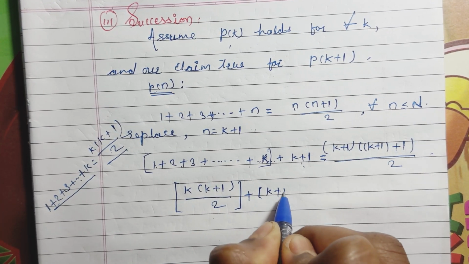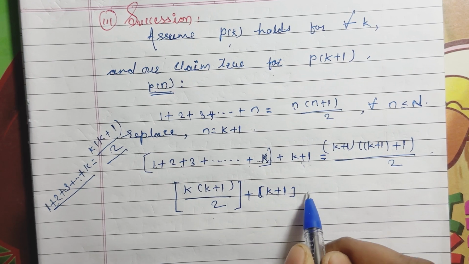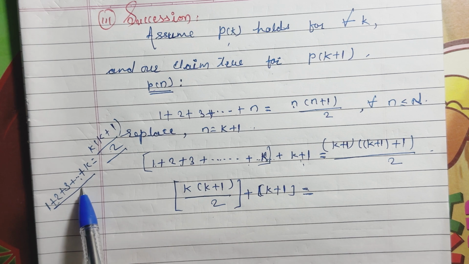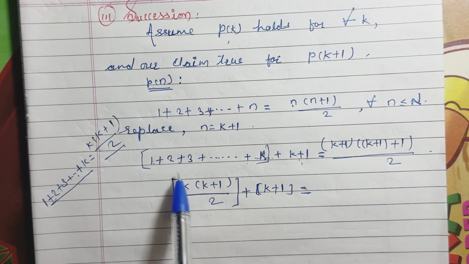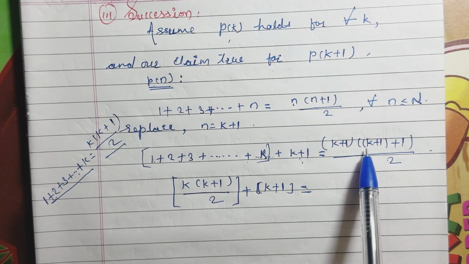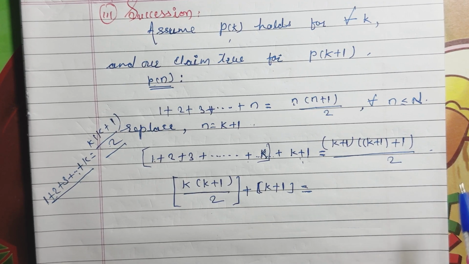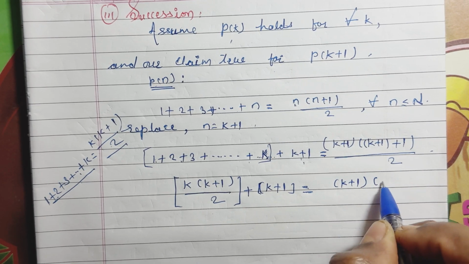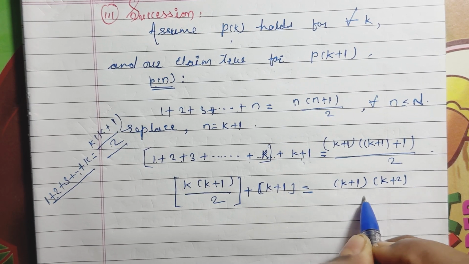k plus 1. This is the right side that we assumed before in our assumption, where I replaced 1 to k here, and k plus 1 stays as it is. Now k plus 1 into k plus 1 plus 1, so what we write is k plus 1 and k plus 2 divided by 2.